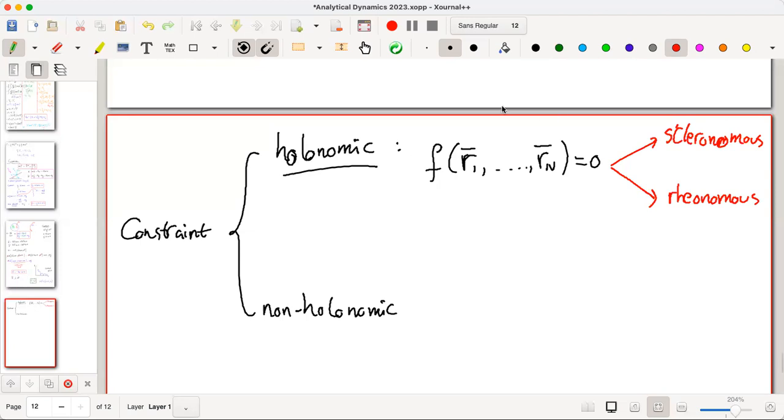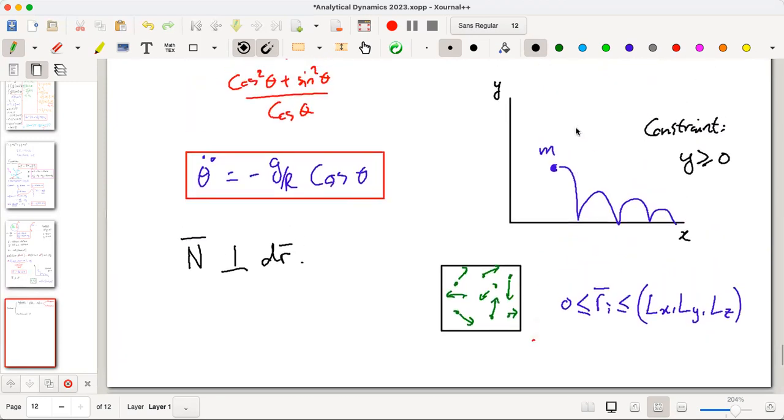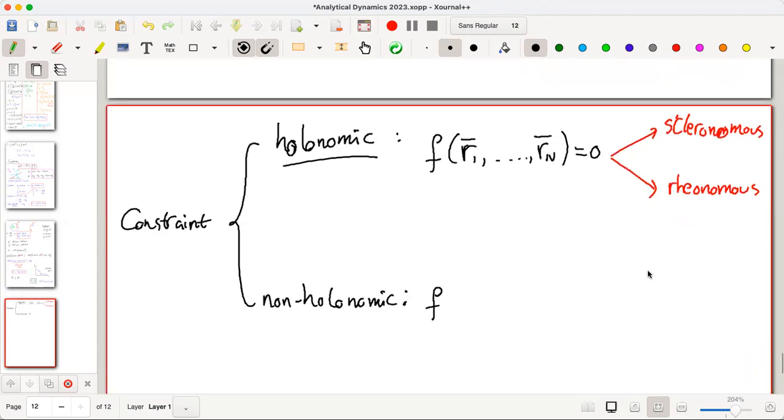So what is a non-holonomic constraint then? A non-holonomic constraint is everything that is not holonomic. For example, the last two examples I just described are non-holonomic, because those constraints are expressed in terms of inequality. So every constraint that is expressed as an inequality is non-holonomic.